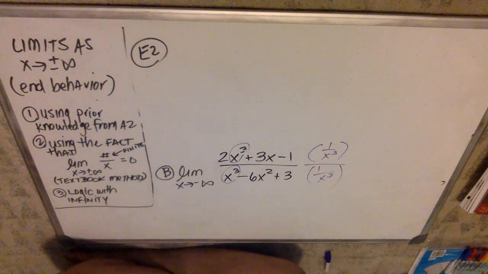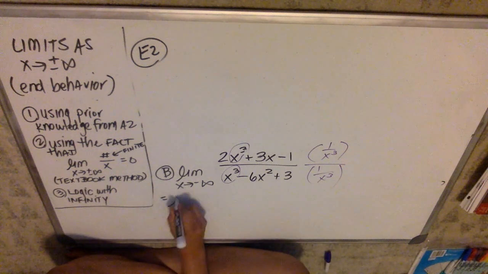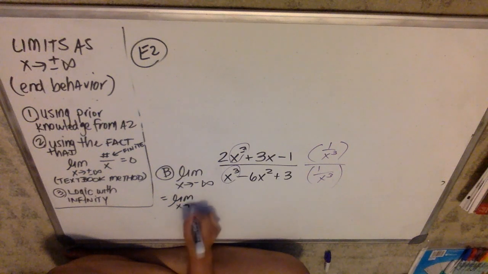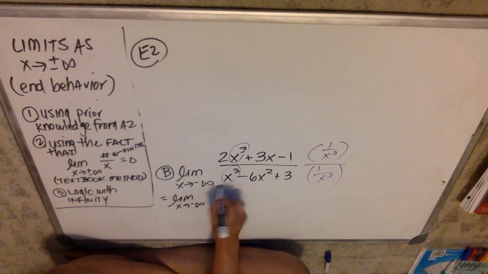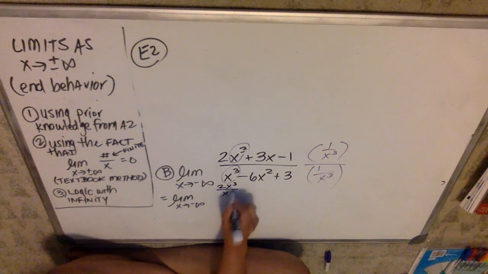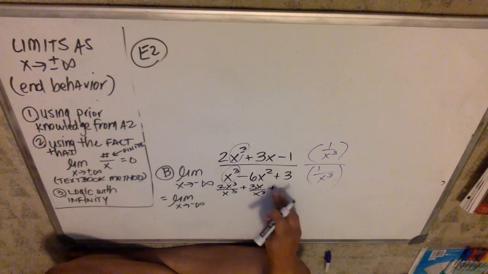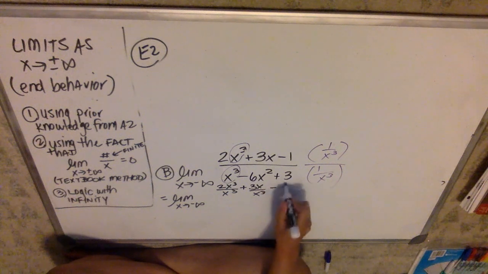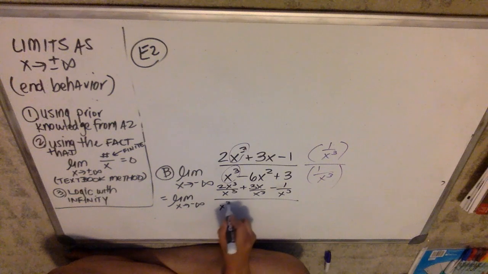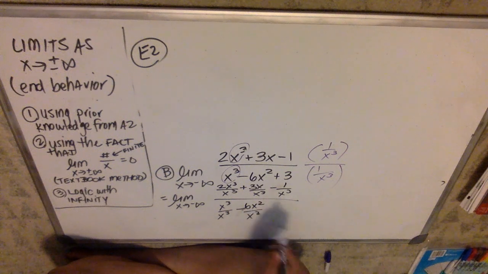So when I clean this up, I'm going to get that this is the limit as x approaches negative infinity of a 2x cubed over an x cubed plus a 3x over an x cubed, minus a 1 over an x cubed, all over an x cubed over an x cubed, minus a 6x squared over an x cubed plus a 3 over an x cubed, right?